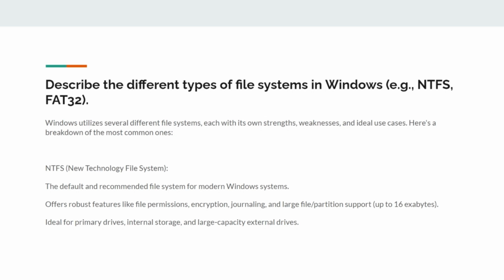Describe the different types of file systems in Windows. Most commonly used file system is NTFS, and it's used on all the modern Windows systems. So if you see any laptop, that laptop will have NTFS. It offers robust features like file permission, encryption, journaling. It's very ideal for primary drives, internal storage, large capacity external drives.